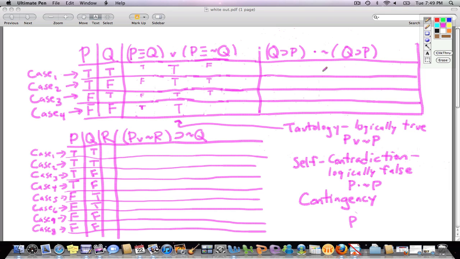Okay, moving on here, I have if Q then P, and it's not the case that if Q then P. All right, so entering the cases here, sometimes you can think about it, you may know what this is going to be.